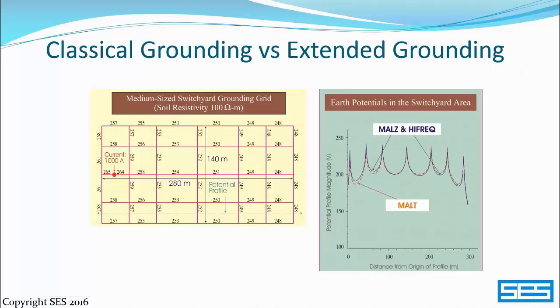Already in this example, though, we can see that MALZ and HIFREQ are detecting a slight asymmetry. The blue line is slightly higher than the dashed line on the left, and slightly lower on the right. This really highlights how there really is no such thing as a perfectly equipotential grid, though in this case it matters little.